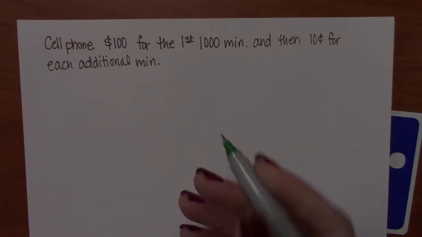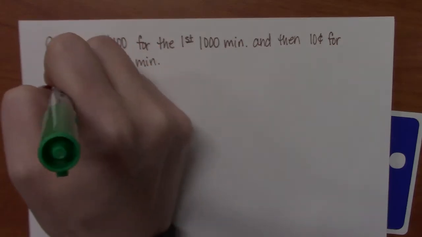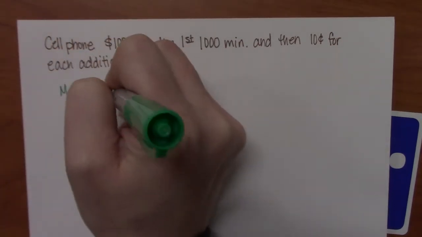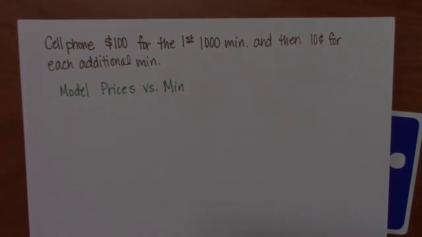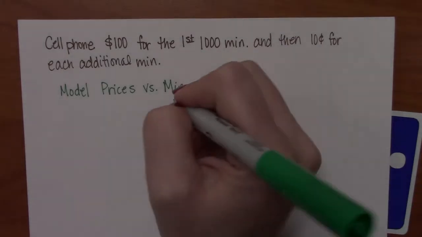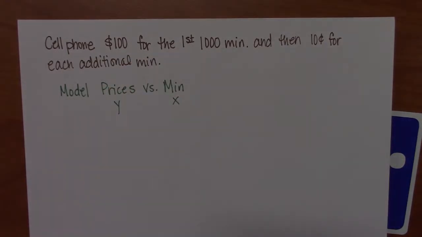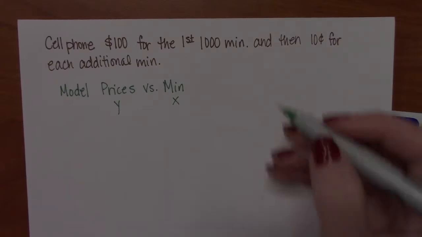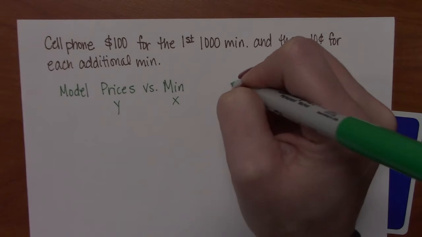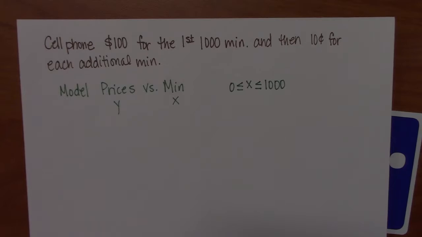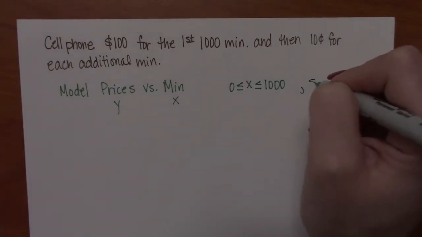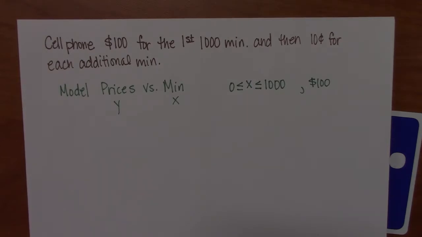So if we write down what we're saying here, we want to model price versus minutes. That's kind of an obvious relationship, right? You would plug in how many minutes you talk, and then look at your bill coming out. So minutes are the input variable, and price is the output variable. And so the first interval would say, if you talk 0 minutes a month up to and including 1,000 minutes a month, your bill is a flat $100.